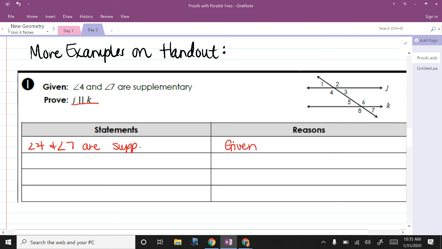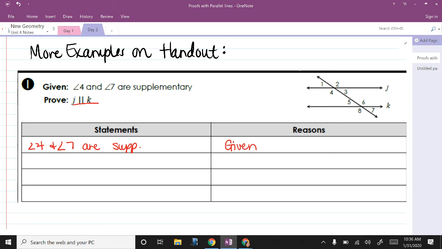All right. So something we can do now. So 4 and 7 are supplementary, right? Also, I see something we could do. Maybe. I'm trying to prove that J is parallel to K, so I cannot use that until I prove that. Okay. I can say 6 and 7 are supplementary, can I?